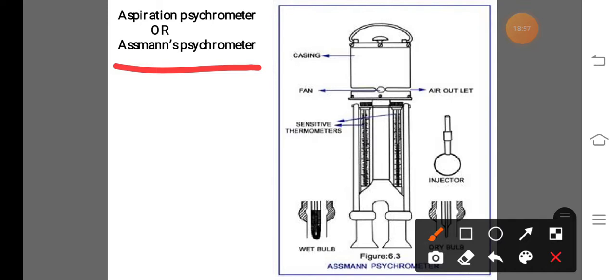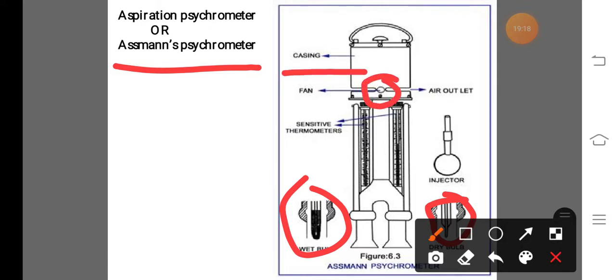So see here, it is the diagram of the aspiration or Asman psychrometer. Here one is the wet bulb thermometer, one is the dry bulb thermometer. That means there are two sensitive thermometers present, the dry bulb and wet bulb thermometers contained in the Asman psychrometer. Here is the casing. Here is a fan, and this fan is helpful as an air outlet, that means the excess air is thrown out of this psychrometer.